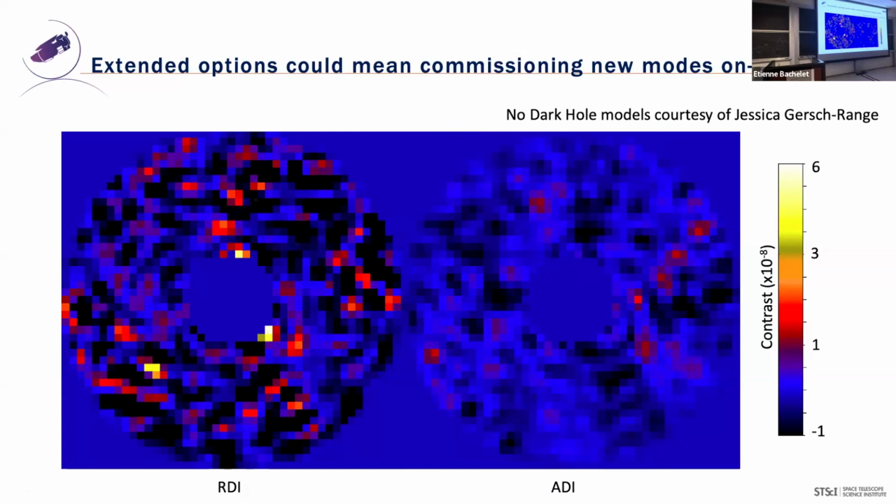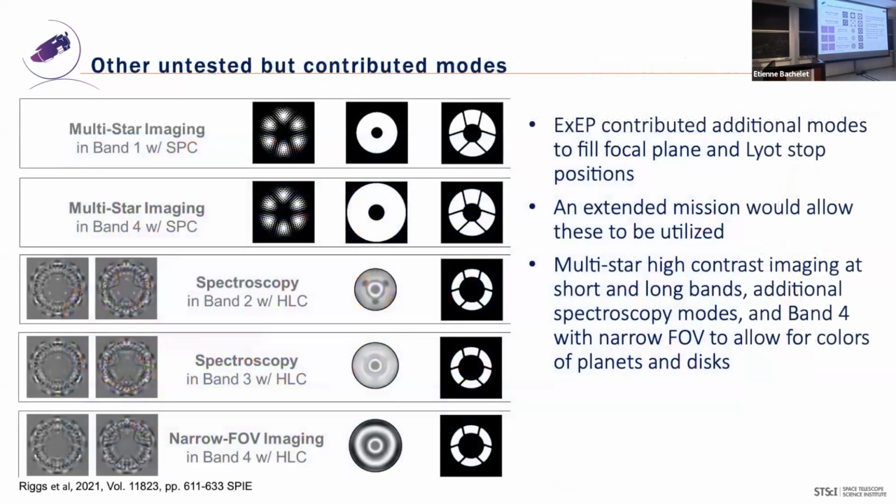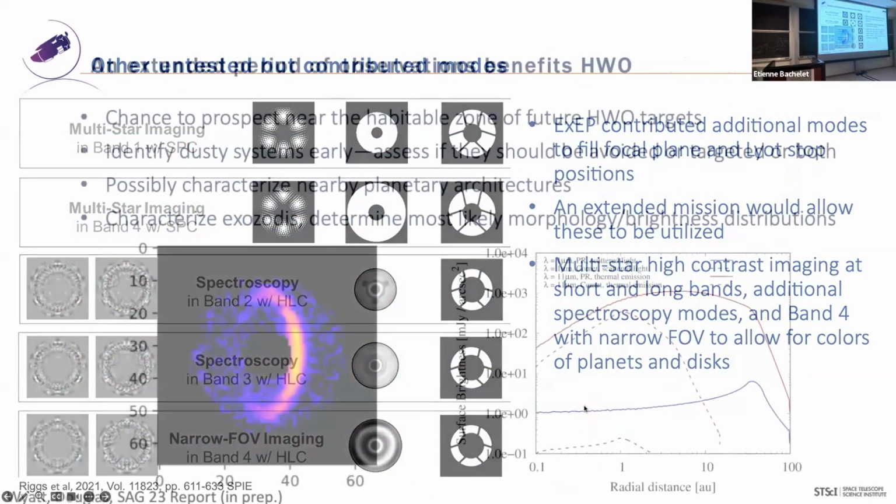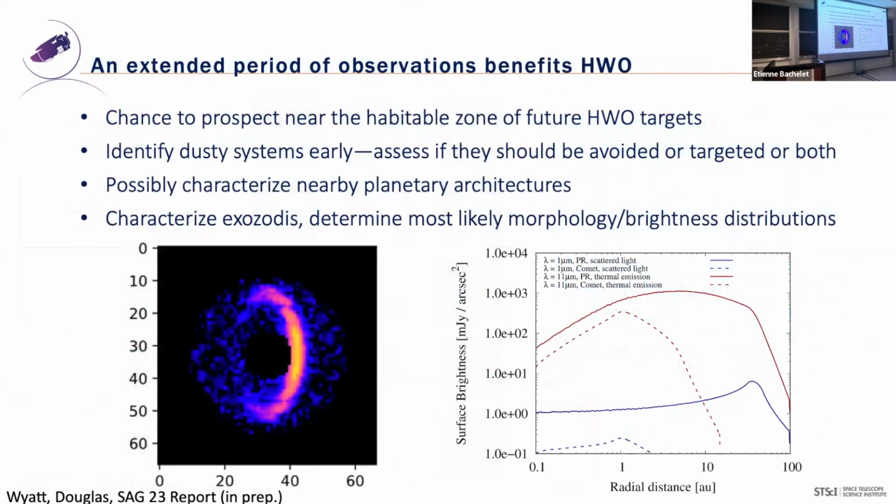So this would be as if things are working super, super well. We might even get very, very high contrasts even without building a dark hole. So I just wanted to put that out there as a possibility if things get extended. And of course, there are all these masks that have not been fully tested or commissioned that could now be done. And all of this really benefits HWO in the end. And you can ask me about exozodies some more in the questions if you want.